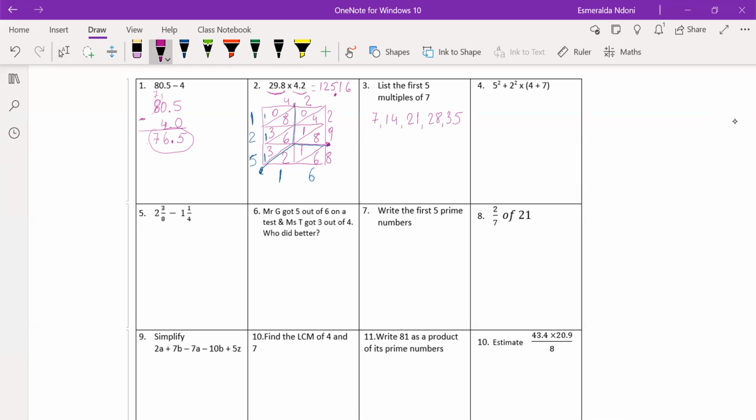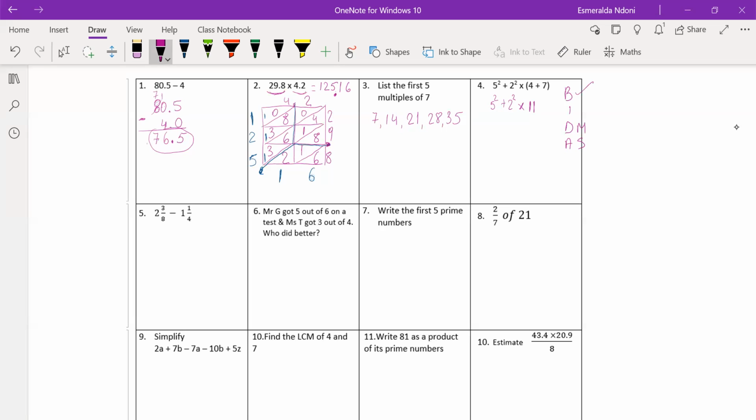Question number 4 is asking us to do this calculation. We need to be aware of BIDMAS. So we need to write the word BIDMAS on the side before we do anything. Then we ask ourselves, have we got brackets? Yes. So we leave everything as it is. We do not touch them. We just rewrite them and we work out the brackets. 4 add 7 is 11.